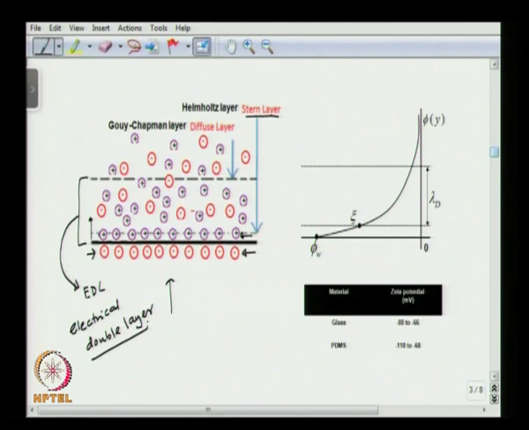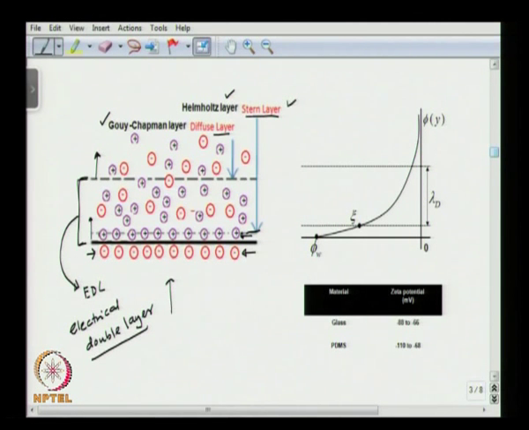Okay, and beyond this electrical double layer we would have the neutral liquid, where you will have equal number of positive and negative charges. So this immobile static layer is known as Stern layer or Helmholtz layer, and the region of the liquid close to the wall where we have net positive charge provided the surface is negative is known as diffuse layer, or it is also known as Gauss-Chapman layer, okay.